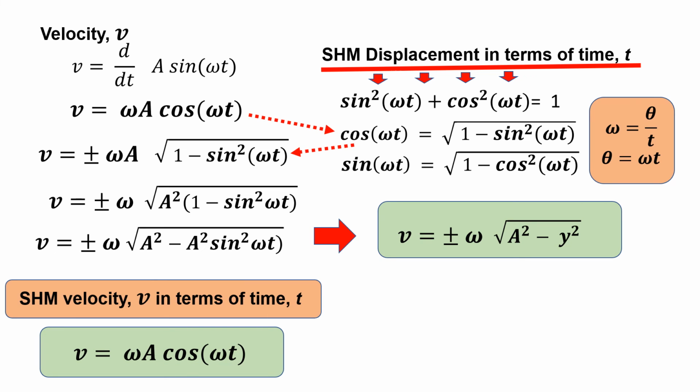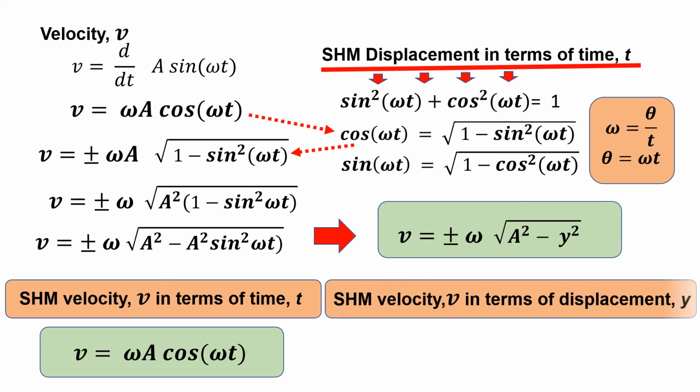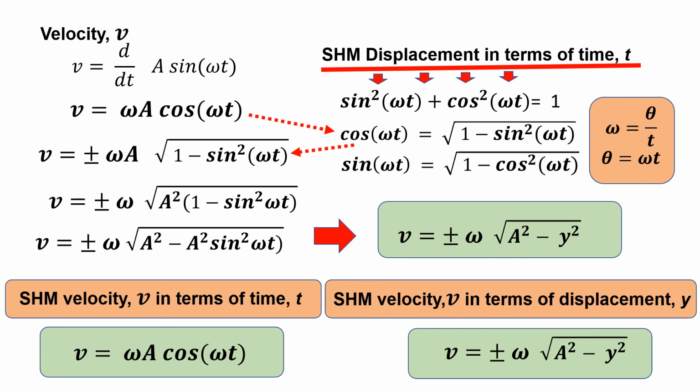Rearrange, kita akan dapat v is equal to omega A cos omega t, seperti equation di atas, mula-mula derivation. So this is the velocity v in terms of time t. Now kita nak cuba dapatkan simple harmonic motion velocity v in terms of displacement y. Okay, kita dapat dua-dua in terms of time t and in terms of displacement y.